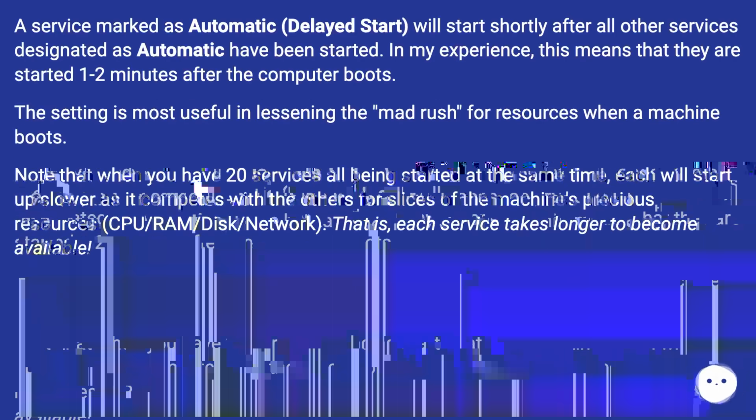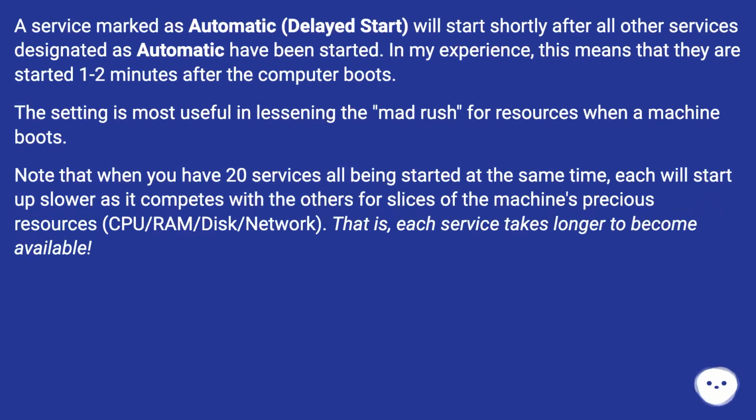A service marked as automatic, delayed start, will start shortly after all other services designated as automatic have been started. In my experience, this means that they are started 1 to 2 minutes after the computer boots. The setting is most useful in lessening the mad rush for resources when a machine boots. Note that when you have 20 services all being started at the same time, each will start up slower as it competes with the others for slices of the machine's precious resources: CPU, RAM, disk, and network. That is, each service takes longer to become available.